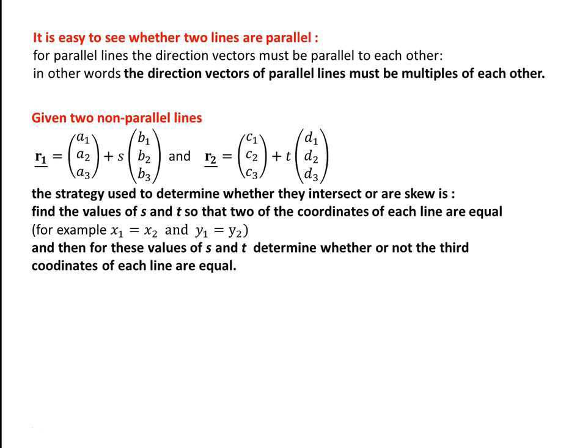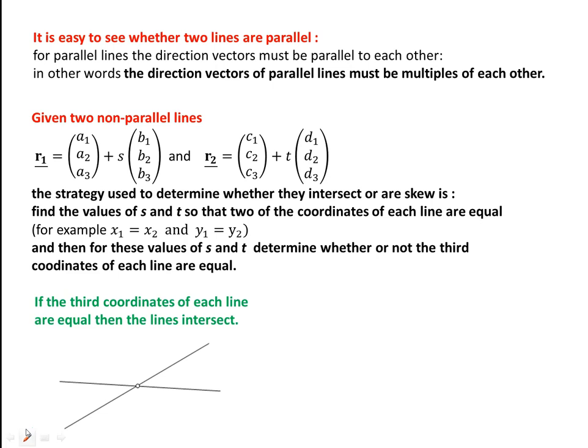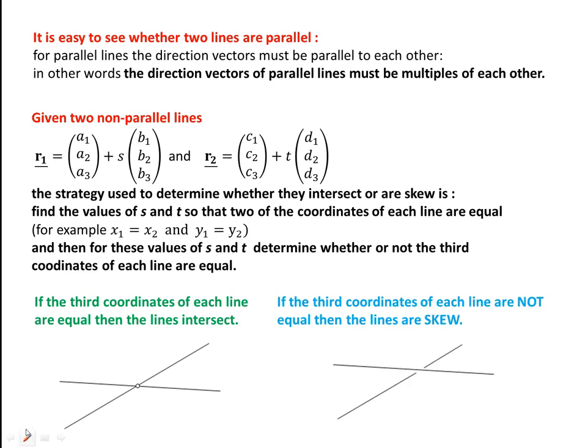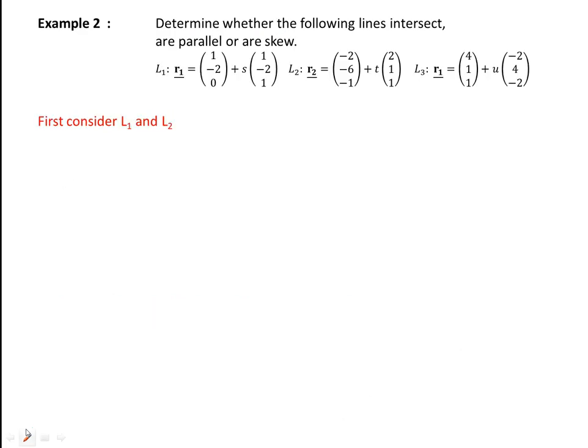Once we've found those values of s and t, we then use the 3rd coordinate to decide on whether the lines are intersecting lines or skew lines. If the third coordinates are equal to each other, then the two lines are intersecting lines. On the other hand, if the third coordinates of the lines are different, then the lines must be skew lines. So let's see all of this in practice with an example.